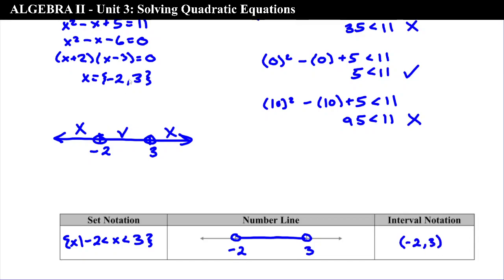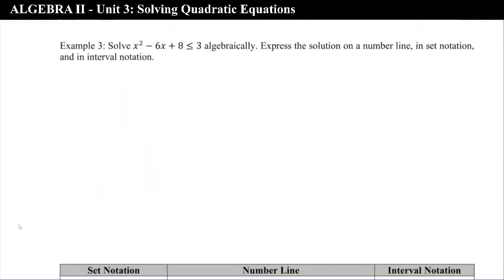So you'll notice that these problems are fairly quick to do as long as you know what you're doing. And there's nothing extremely hard about it either. All right, let's go on to example 3.